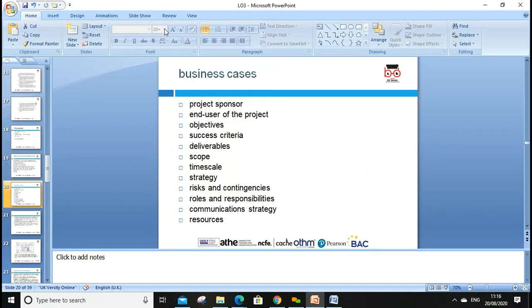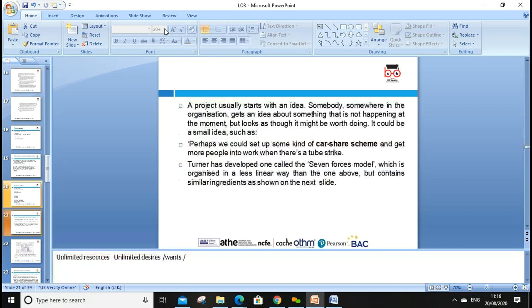So when we make a business case, we need to look at the project sponsor, who will be the end user, what will be the objective, what will be the success criteria, delivery, scope, time, strategy, what risk, contingency plan required, who will be responsible, role and responsibility, communication strategy and role, and resources. All this we need.